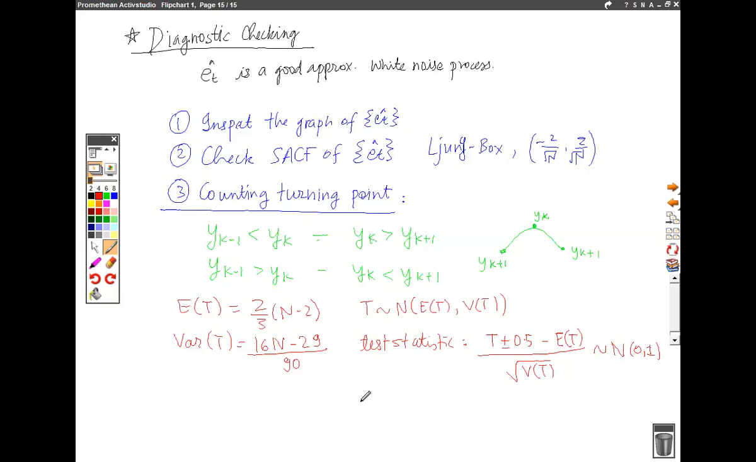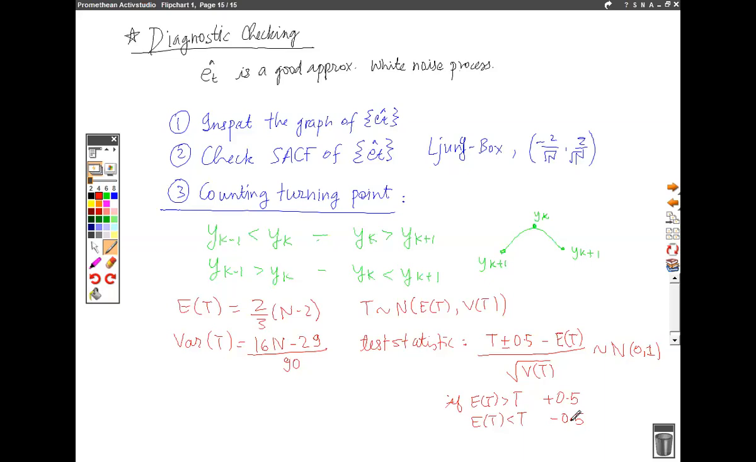So again, when I'm writing here t plus or minus 0.5, it depends on when you should take a plus and when you should take a minus. If my value of expectation of t is higher than t, you should take plus 0.5. And if your expectation of t is lower than t, then you take minus 0.5. So that is just an adjustment.